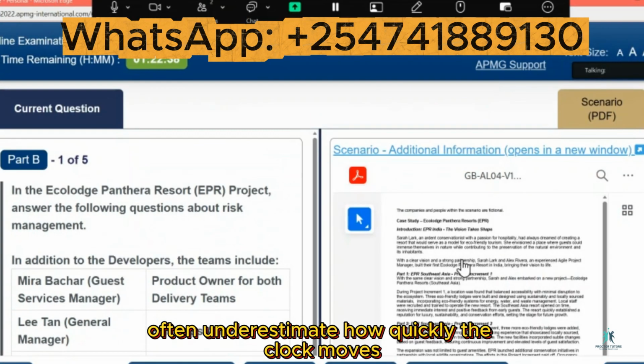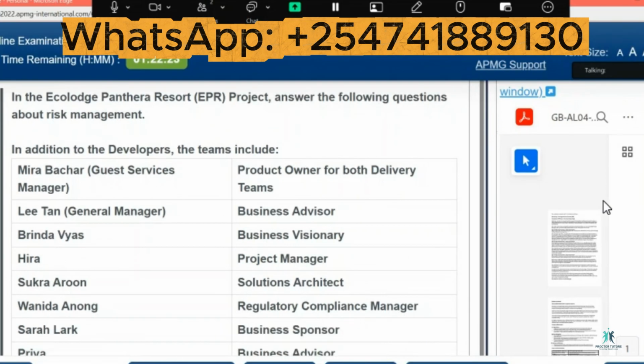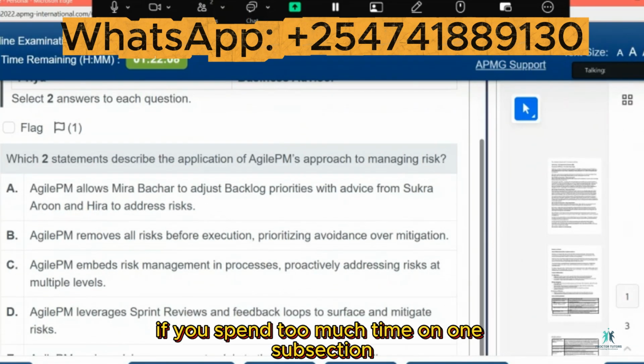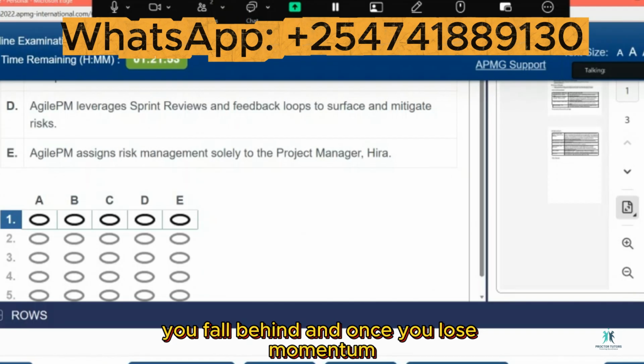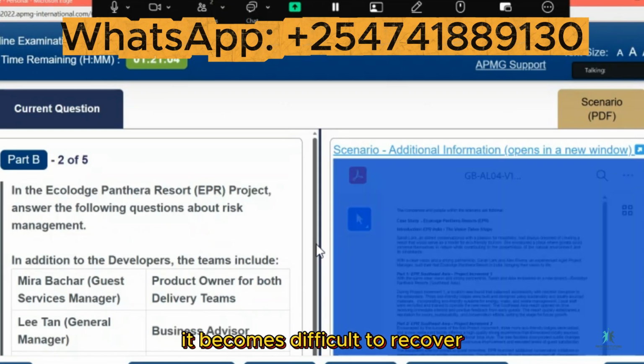Candidates often underestimate how quickly the clock moves. If you spend too much time on one subsection, you fall behind. And once you lose momentum, it becomes difficult to recover.